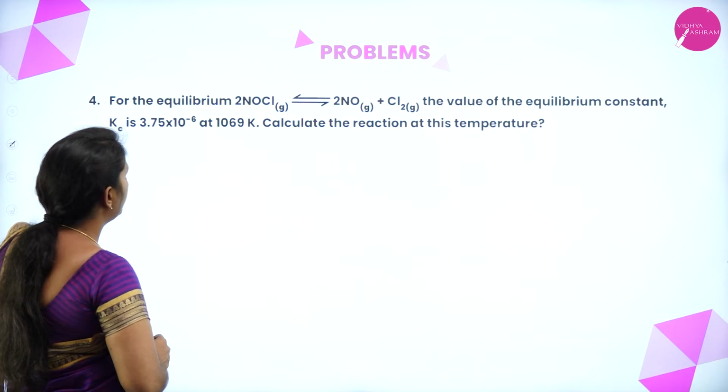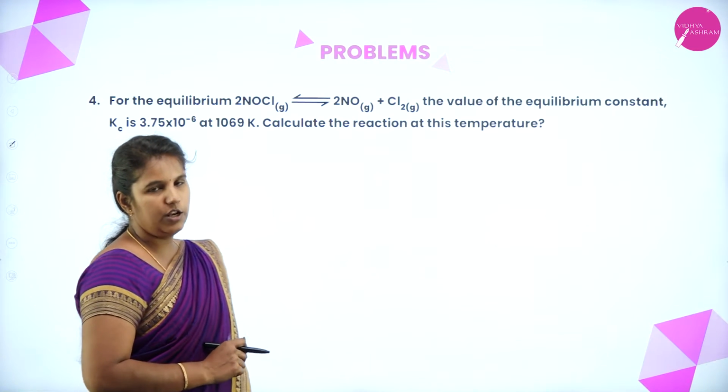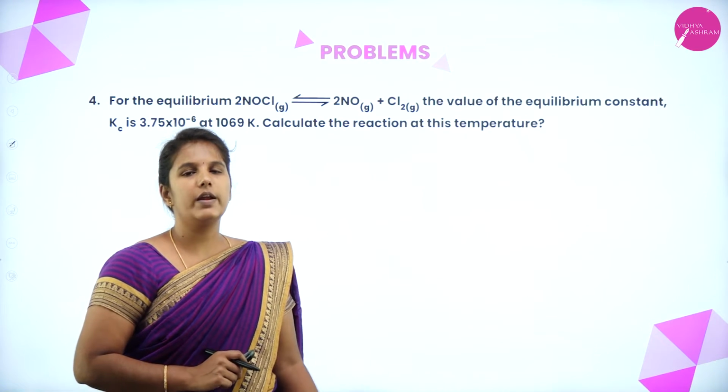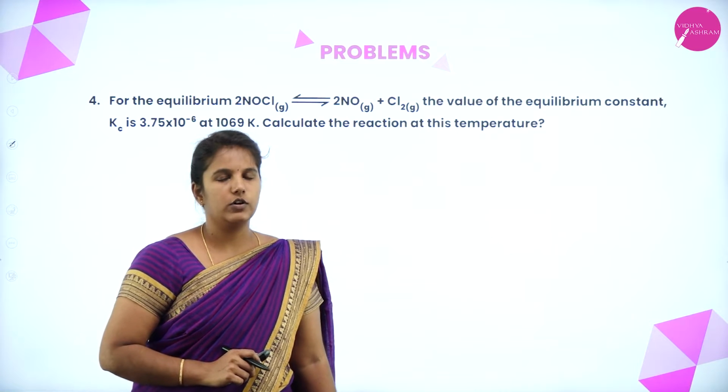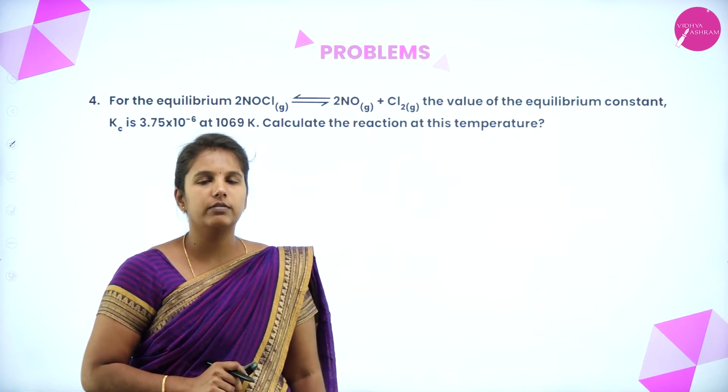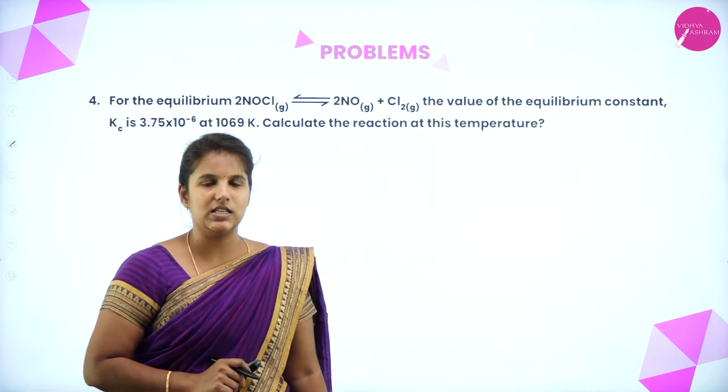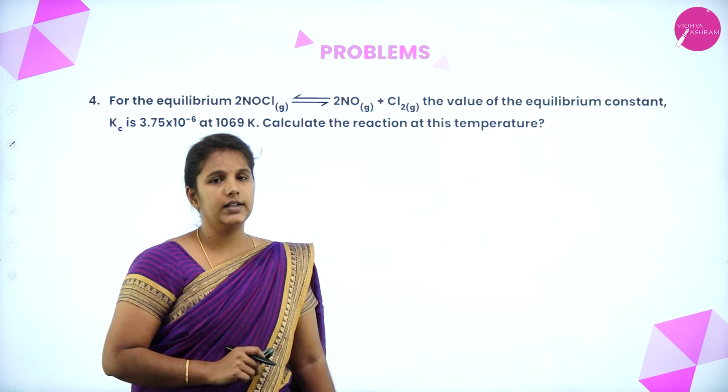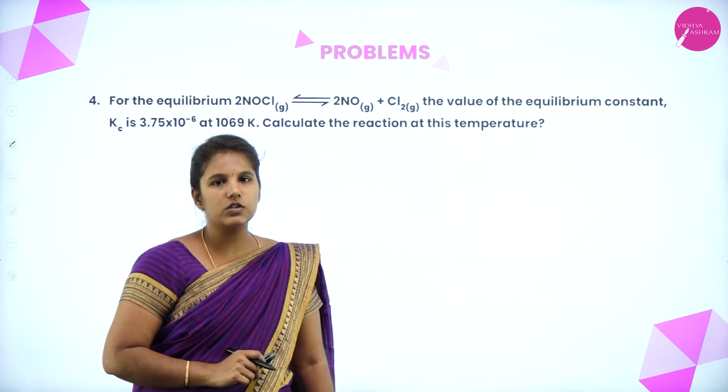We will take one more numerical, because all the first three numericals are one and the same. Just by looking at the reactant molar concentration and the molar concentration of the product, we can easily calculate the Kc. Now we'll take up a different numerical. Let's see how to solve this.